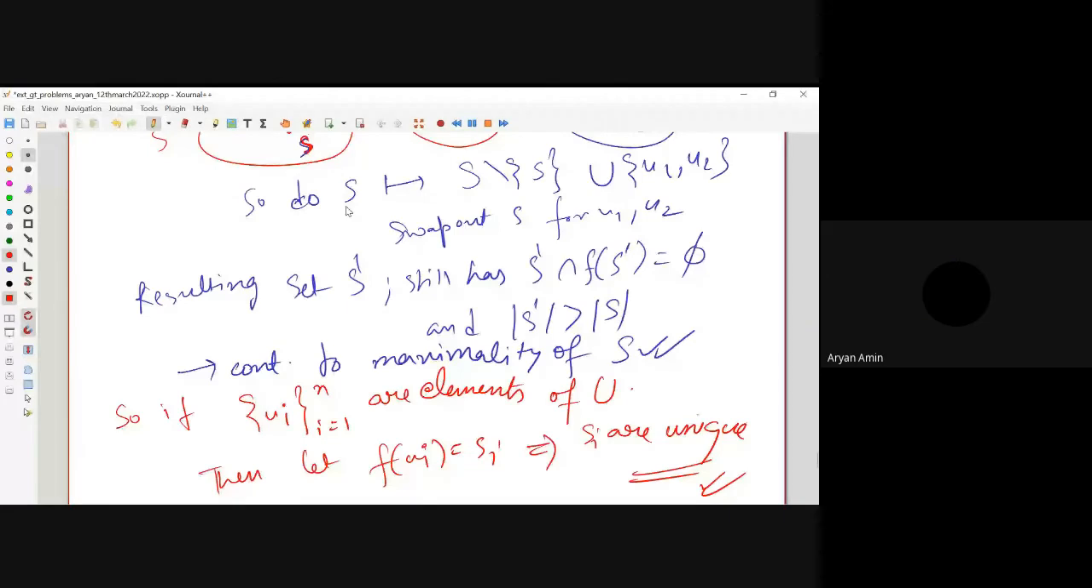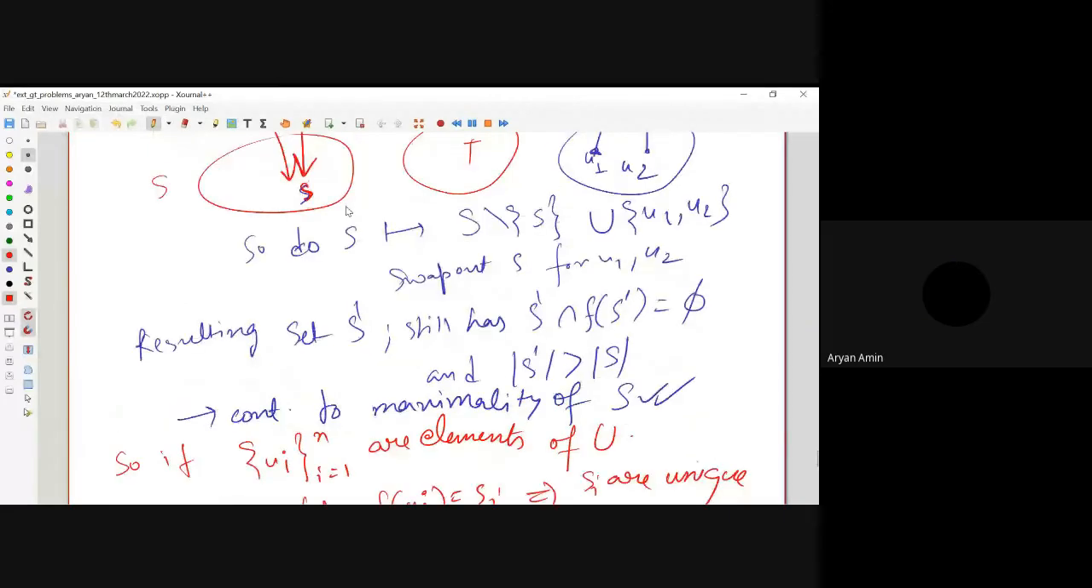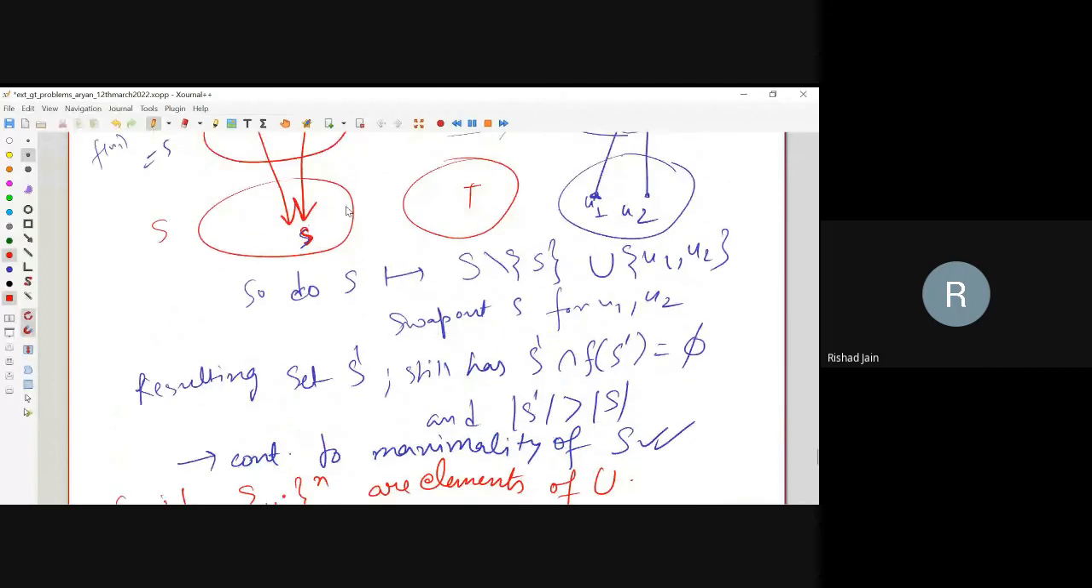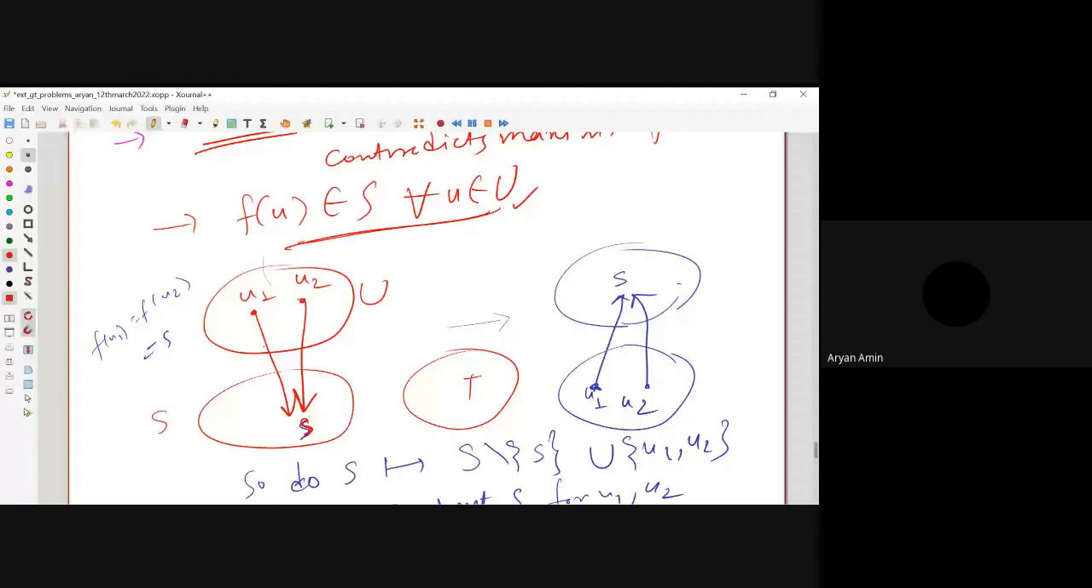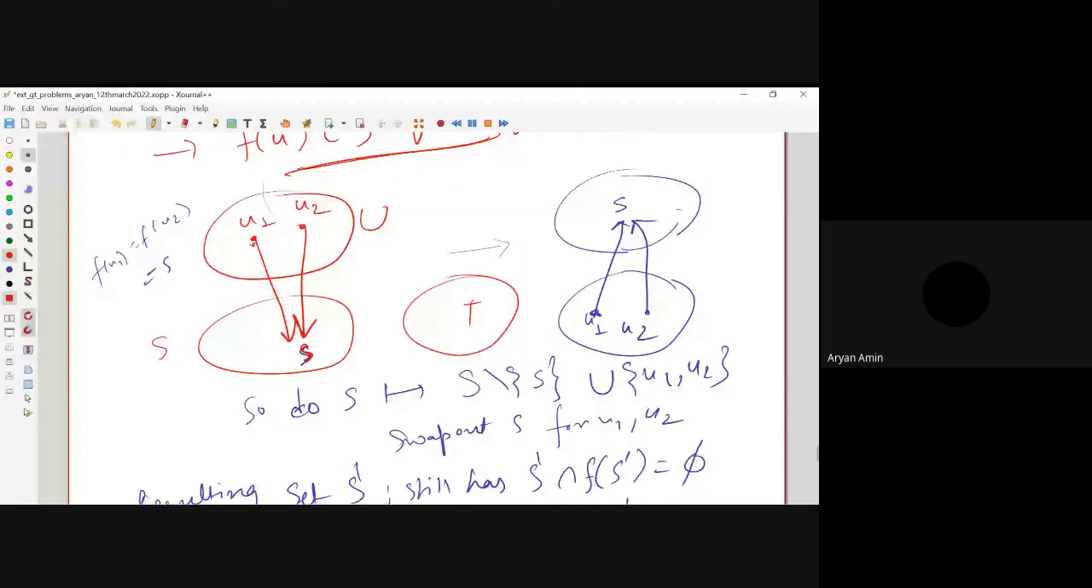Can you come again? Can you just repeat from the point where you wrote swap out S, because I think you froze at that time. Oh, I'm sorry. Okay, so what happened is, suppose you have these edges u1 and u2 both pointing towards s, right? So what you do is you swap out small s from the capital S set and add in u1 and u2 instead.